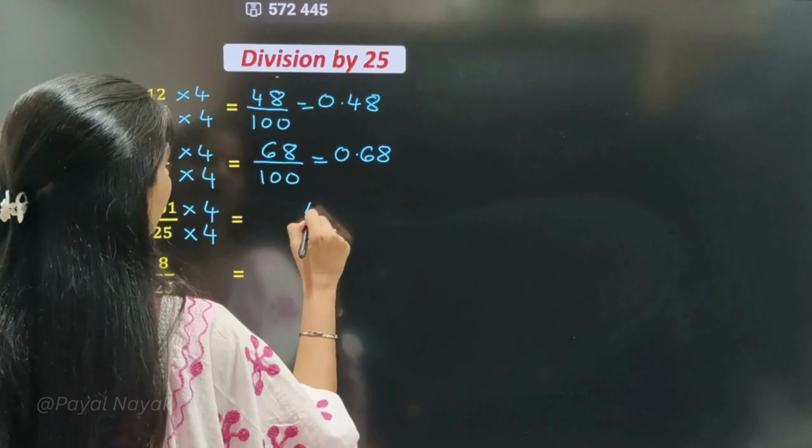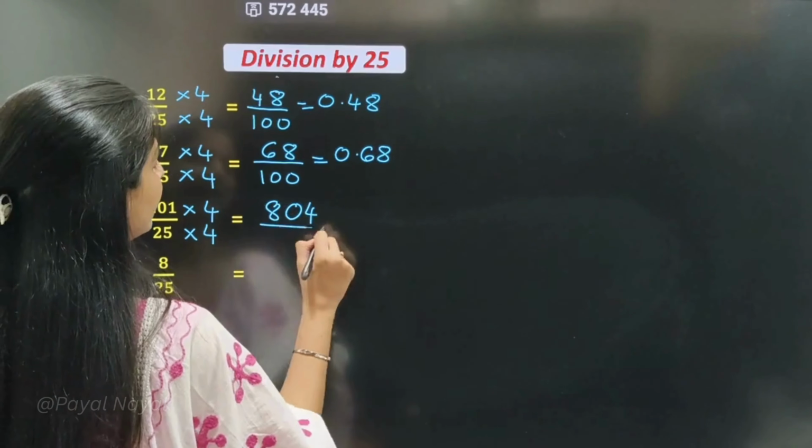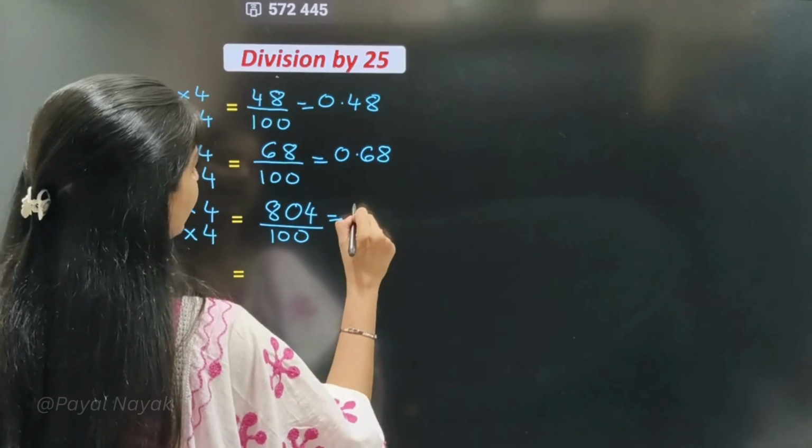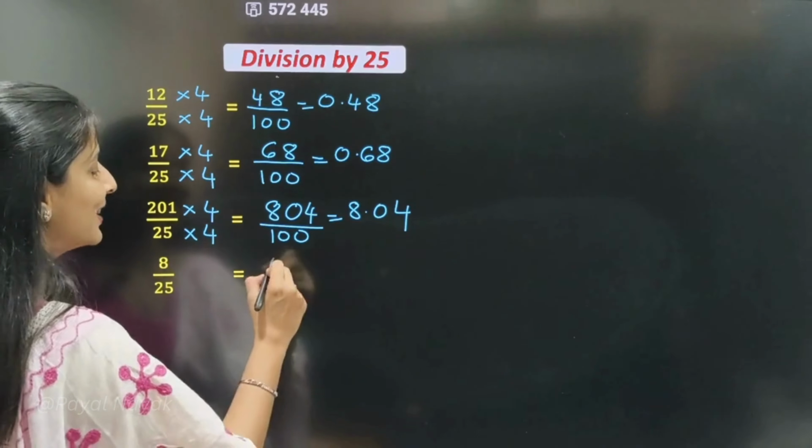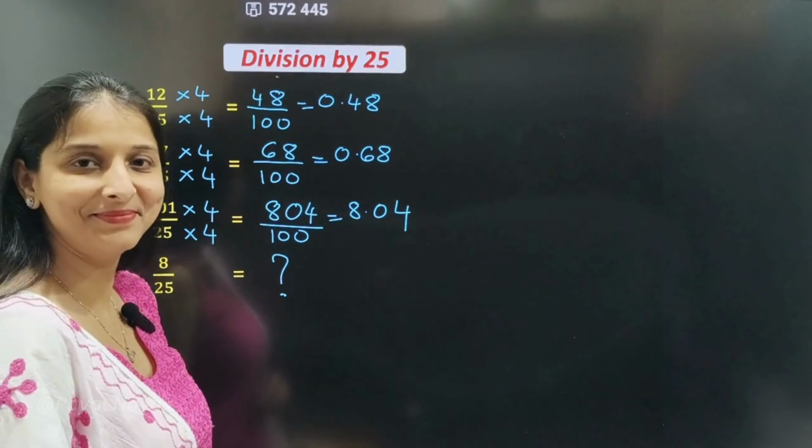This becomes 4 1s are 4, 4 0s are 0, 4 2s are 8. 804 upon 100. So your answer is 8.04. And this question is for you.